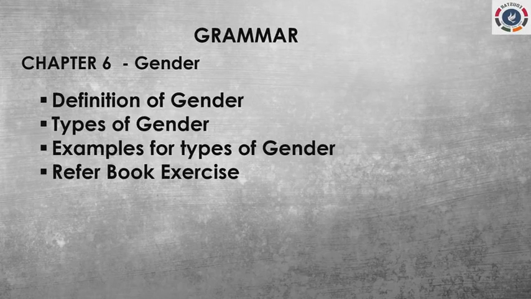Kids, the next one is chapter 6, Gender. In that also, just go through the definition. Types of gender are there now. Masculine gender, feminine gender, neuter gender and common gender, isn't it? So just go through that, learn the examples for that also, and refer to the book exercises.